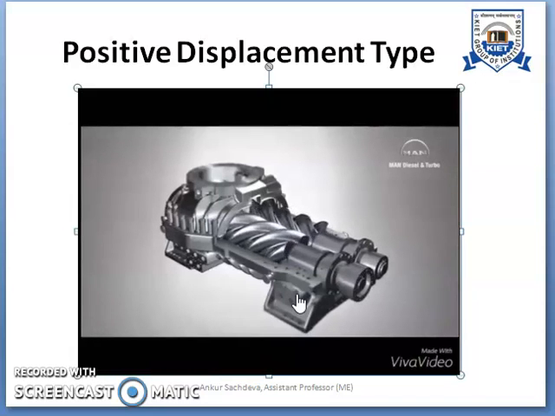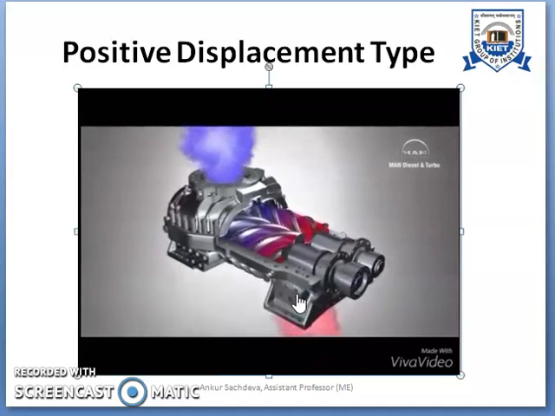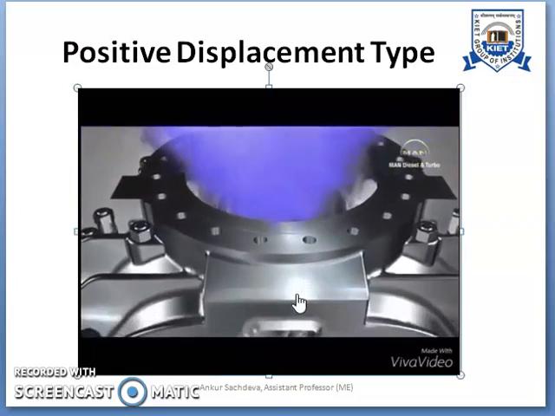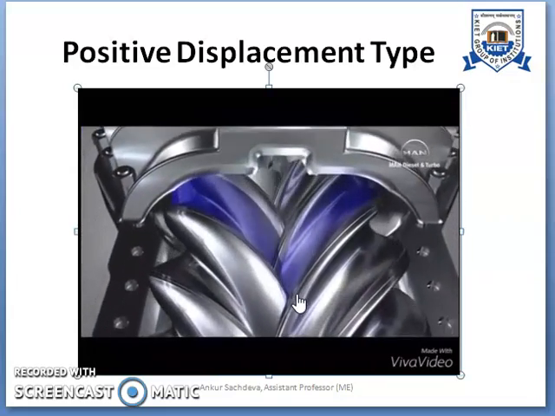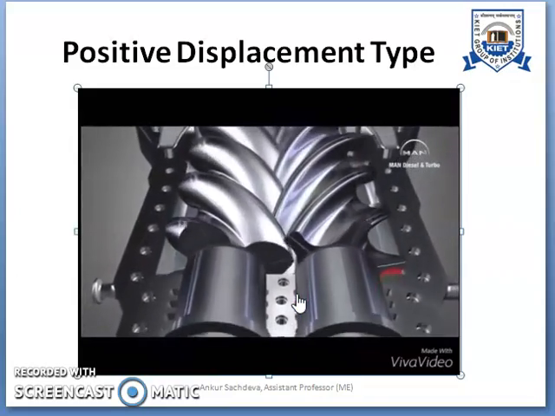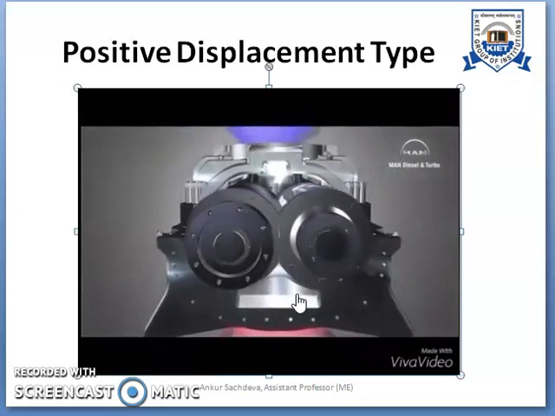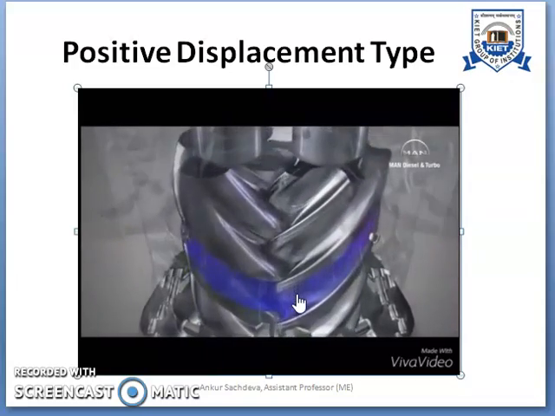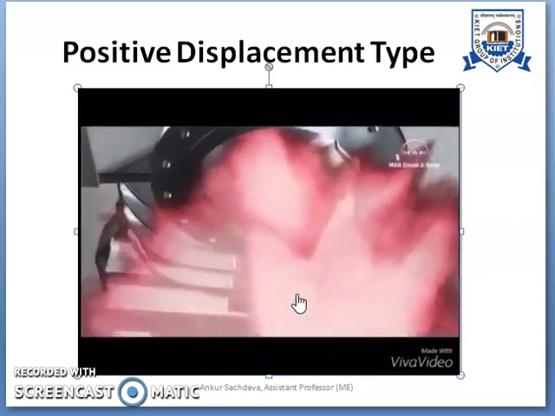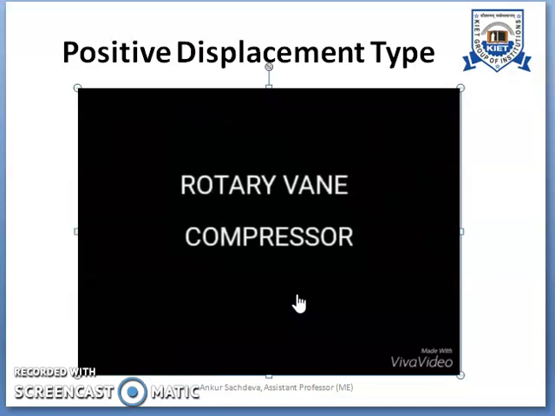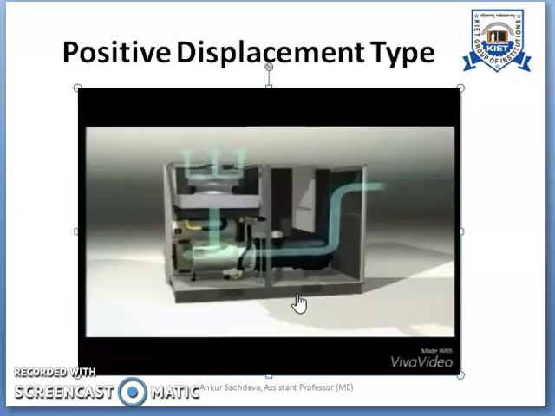The second type of positive displacement compressor is the screw compressor. As you can see, the rotating element in this compressor is a helical rotor. The fluid entering in blue color gets compressed as the rotor moves and changes into high pressure and high temperature condition, as we have discussed during the functioning of the compressor. Here, the red portion coming out of the compressor is the high temperature, high pressure refrigerant.